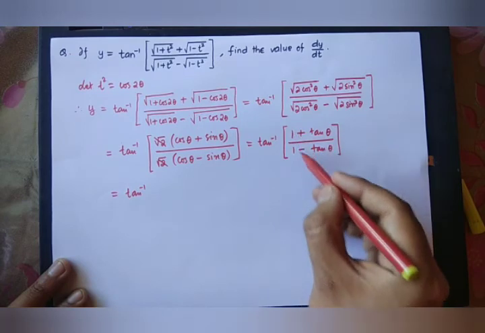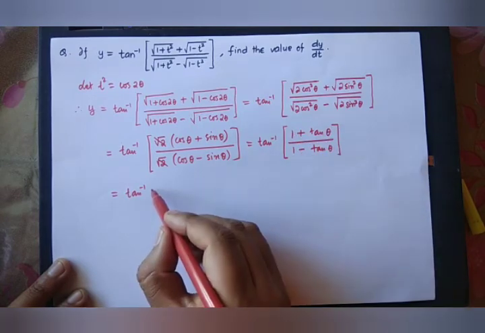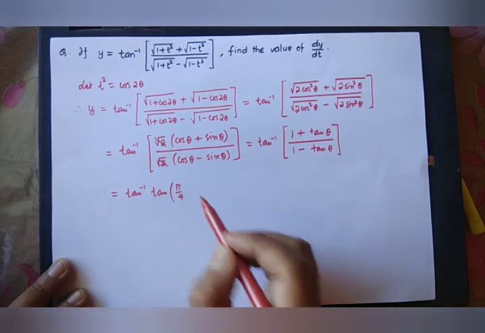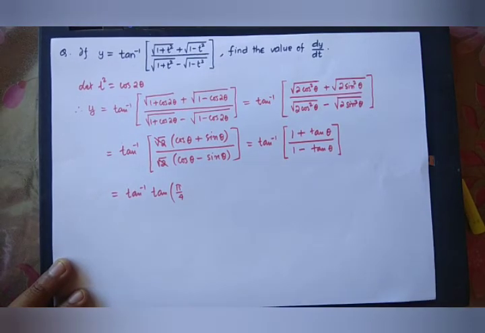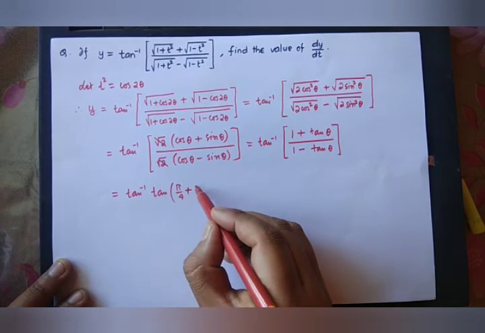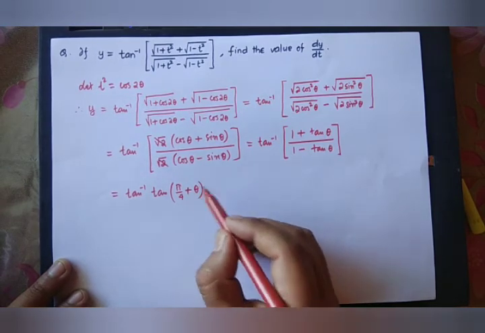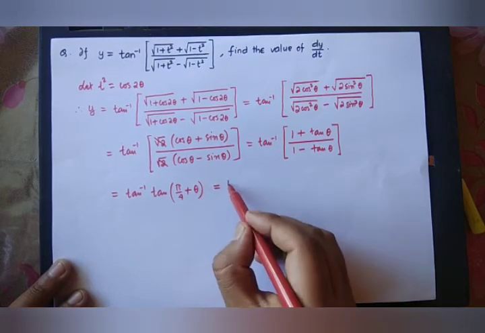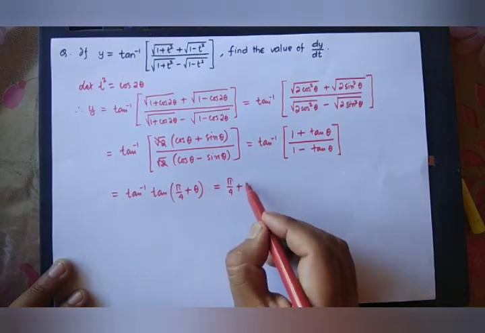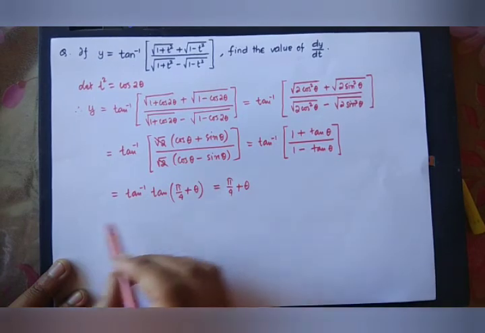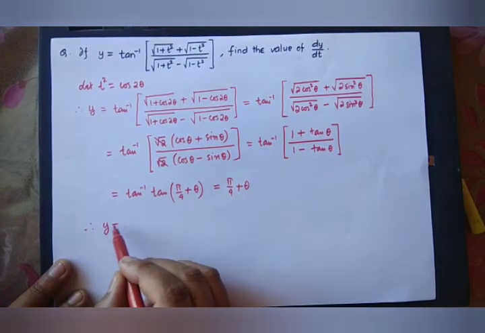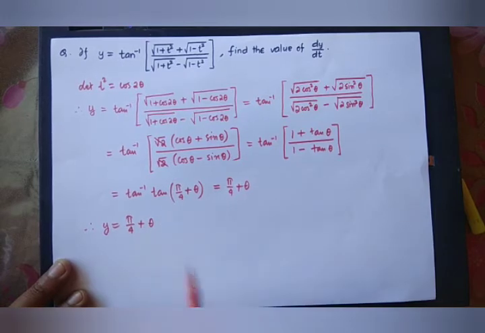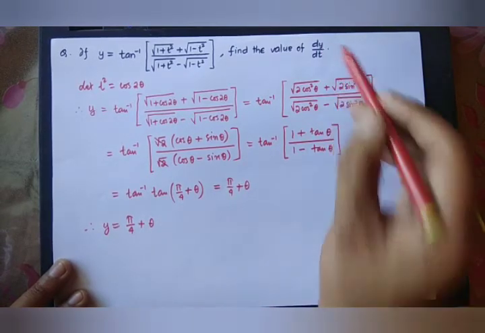We know that this particular thing is equal to tan pi by 4 plus theta, right? So tan inverse and tan can be cancelled, so you have pi by 4 plus theta. That means y is equal to, therefore y is equal to pi by 4 plus theta. Now your aim is to find dy by dt.